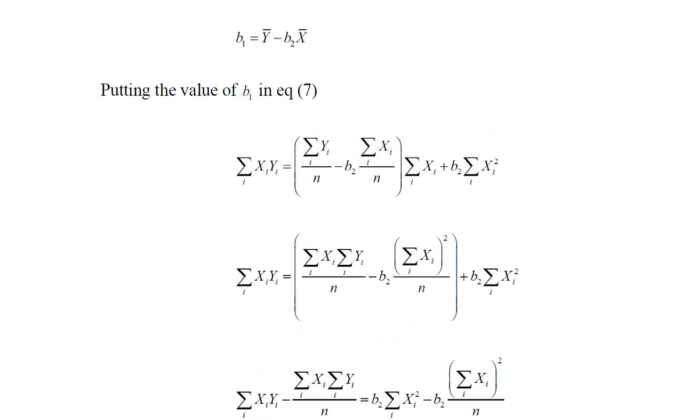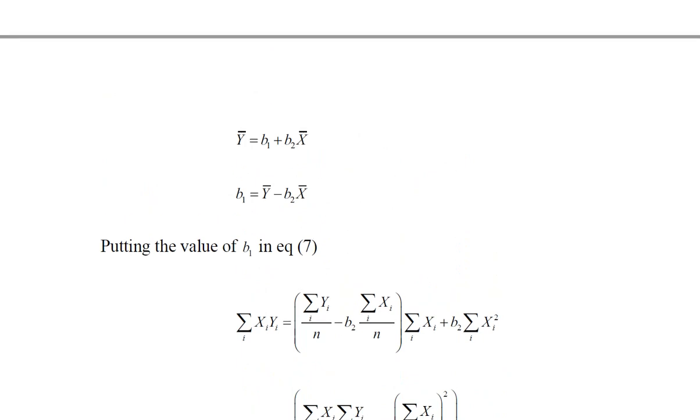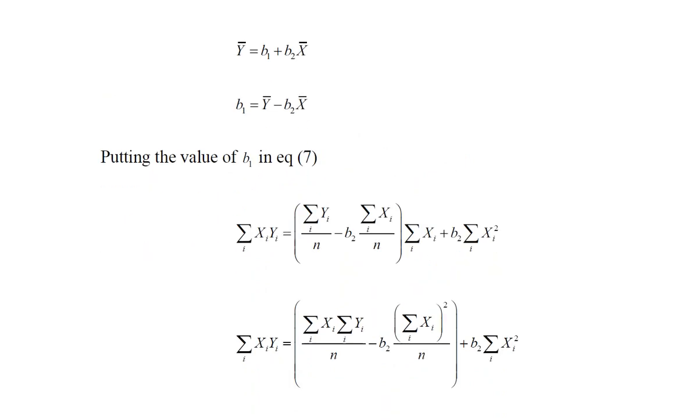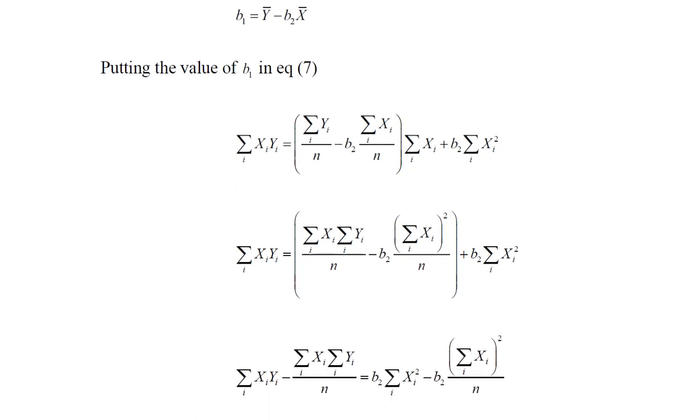If we want to calculate by using the method of least squares, we obtain the intercept by using this formula, b1 is equal to y bar minus b2 x bar, where y bar is sum of y over n and x bar is sum of x over n. Now put the value of b1 in equation number 7.